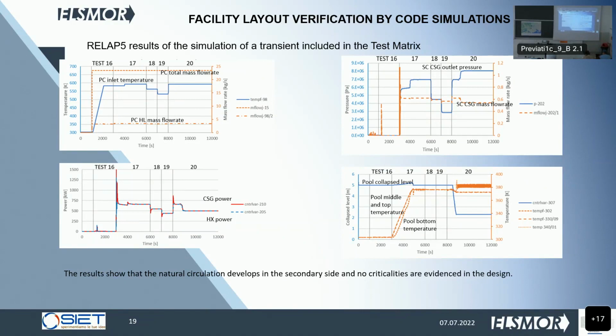So here we have an example of the results of the code that helps us to do testing, because we have an idea of what to expect.